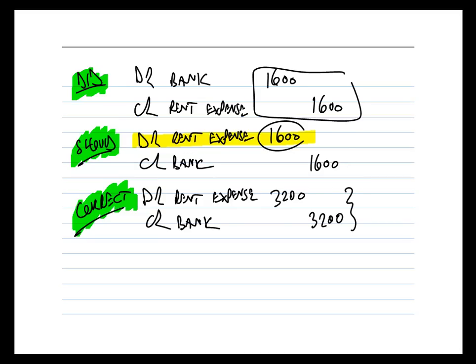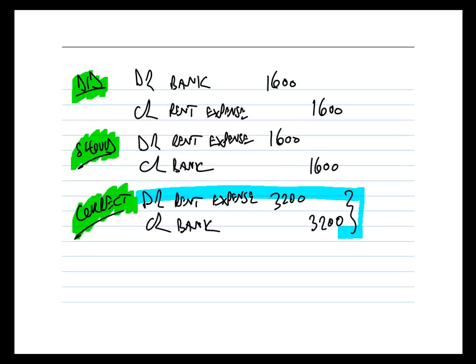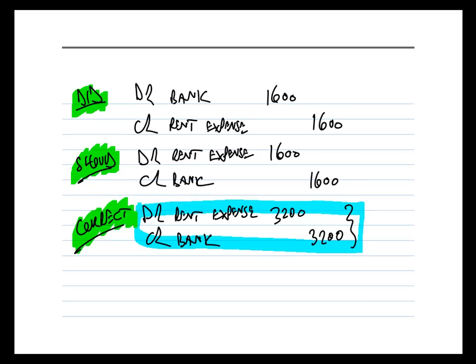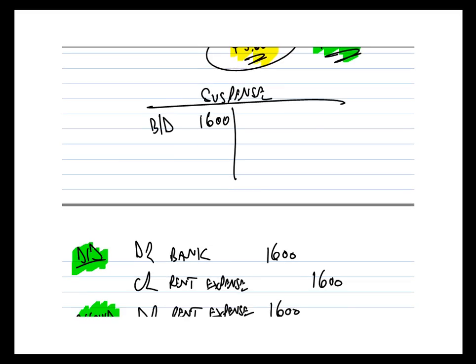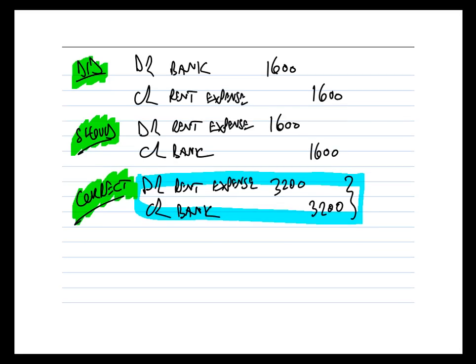So my correcting journal here is the debit rent expense of 3,200, credit the bank of 3,200, doesn't affect the suspense account. So in fact in this case it is not going to help us to clear the 1,600 debit balance that we created. Well, that's this three-step process that I would use for dealing with the first error.